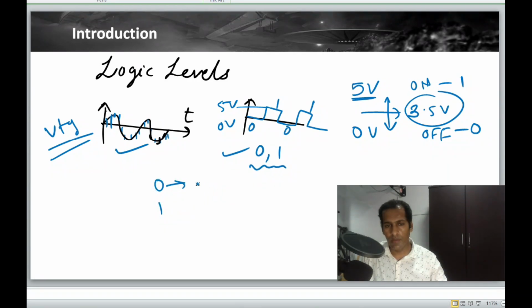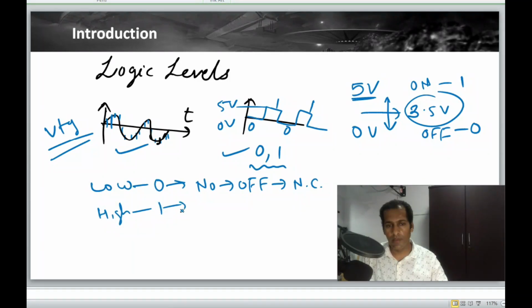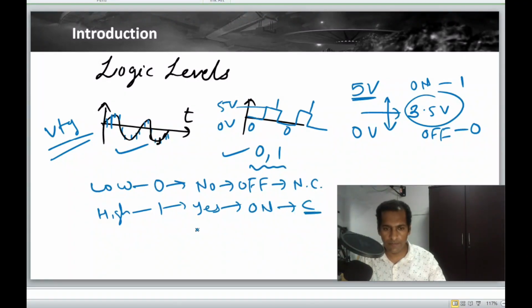Suppose 0 represents no, or off, or non-conducting. That means it's a low signal, right? 1 we consider as a high signal. That means it is a yes signal, that means it is an on signal, that means the device is conducting. These are the different meanings for these two signals. So 0 is a low signal, 5 is a high signal.